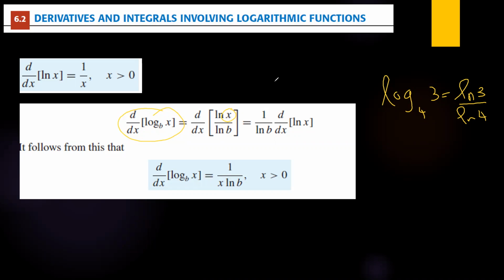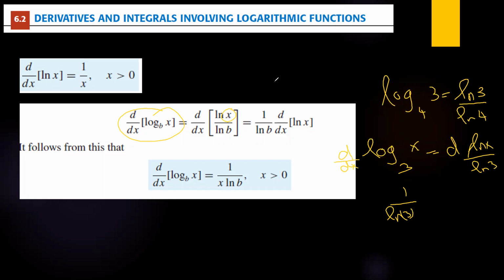Like if you have logarithm of x to the base 3, and you want to find its derivative, what you have to say is the derivative of ln of x over ln of 3, because 3 is a constant. So it's like 1 over ln of 3 is a constant, keep it outside, times the derivative of ln of x.